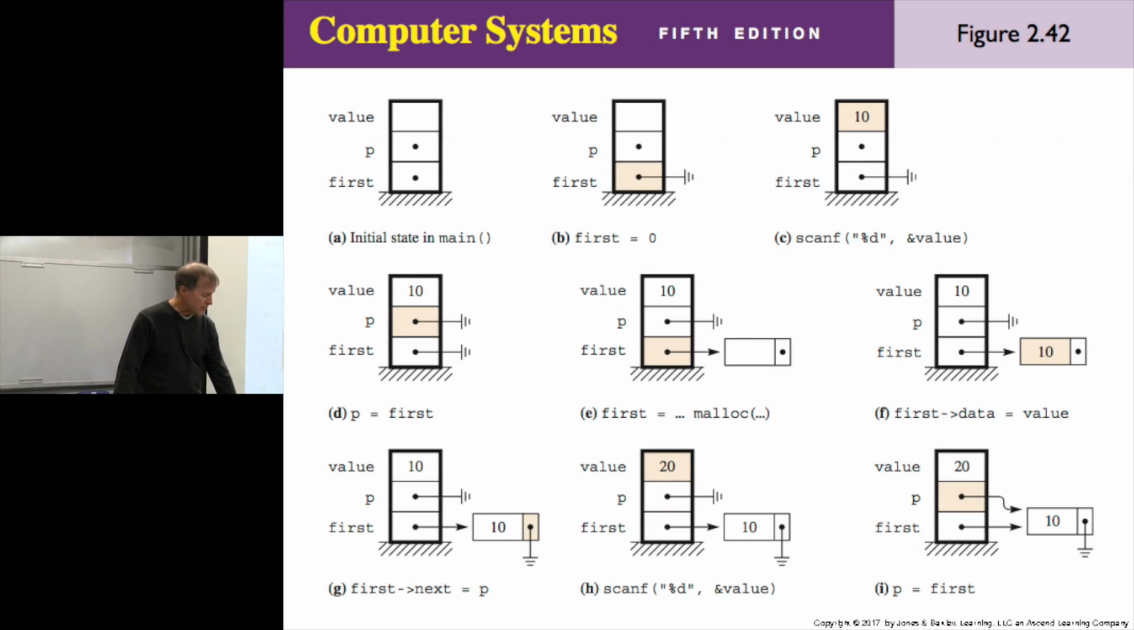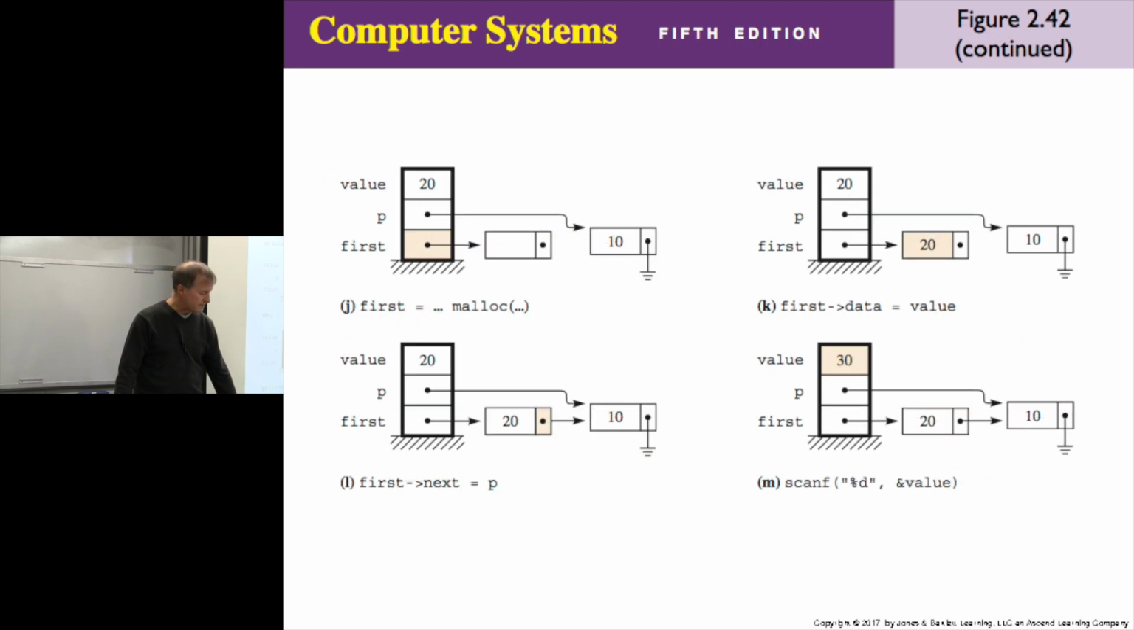And then in figure 2.42, there's this series of snapshots about what happens during execution. Do you see what we're saying? During execution. So in part A, the variables are locals. The variables first, P and value, are local, so they're on the runtime stack of the main program. And you can trace that through. All right?